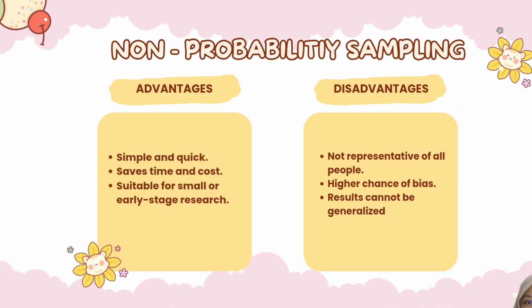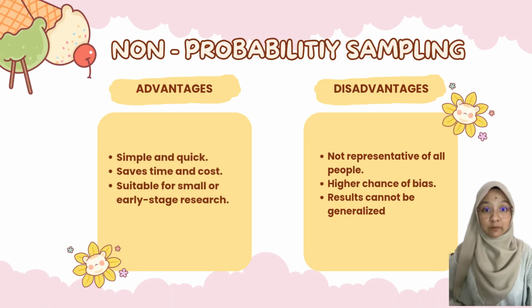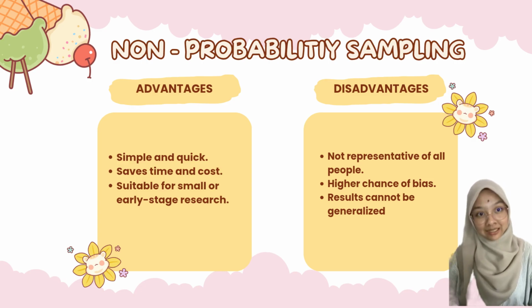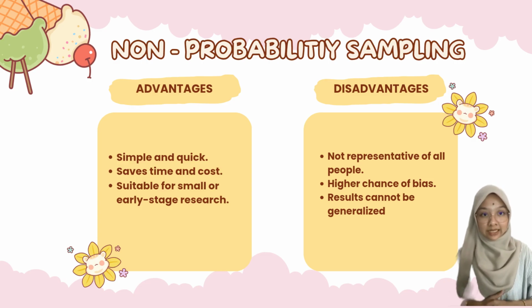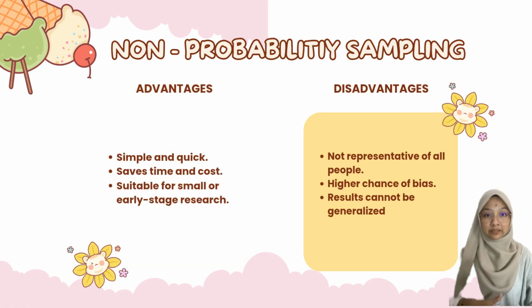Okay, next, advantages and disadvantages. Now, let's look at the advantages and disadvantages. Advantage: it is easy and quick to do. It saves time and money. It's useful for small-scale or early research. Disadvantage: it does not represent the whole population. It can have bias in the result. It is hard to generalize the findings.